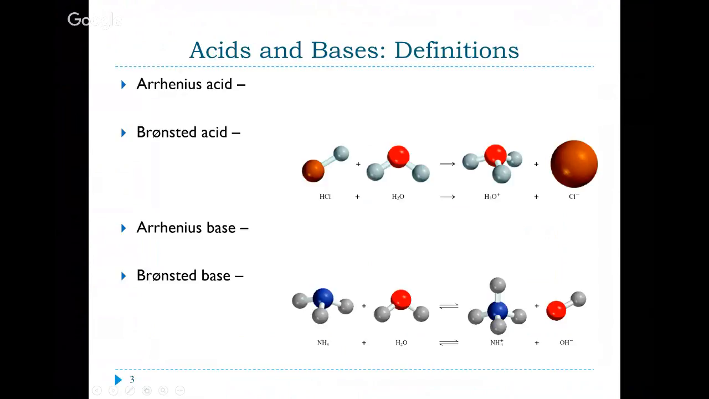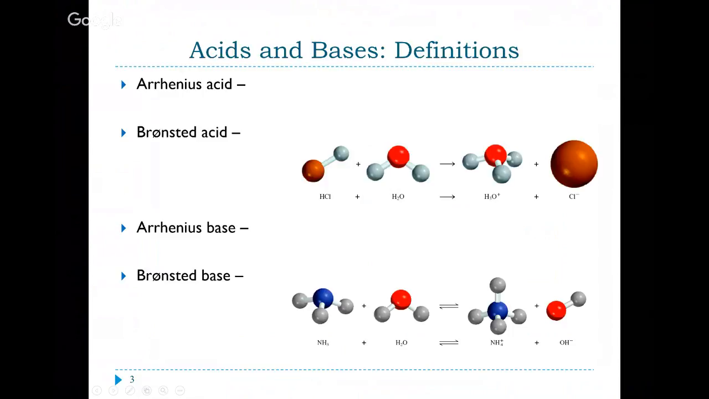An Arrhenius base will increase the concentration of the hydroxide ion, which is shown down here. A Bronsted base is then going to be a proton acceptor. So an acid will donate and a base will accept. So down here we have ammonia, which is a base, accepting a proton from water, which then acts as the acid, to form the ammonium ion and the hydroxide ion.